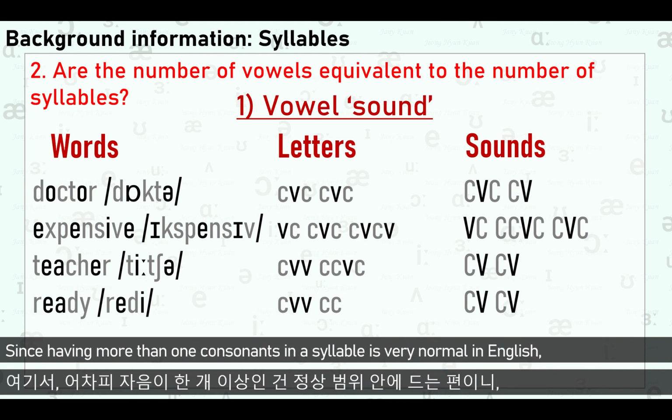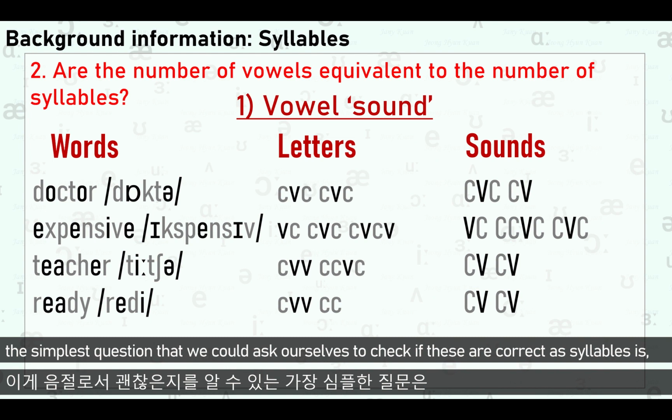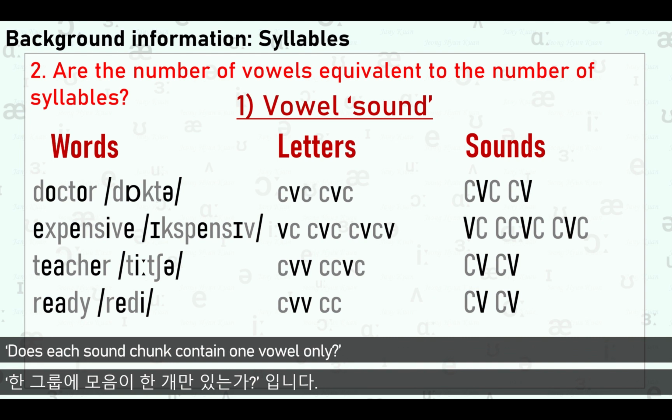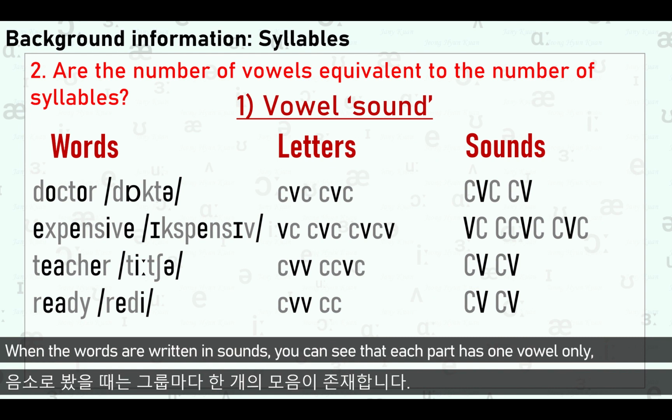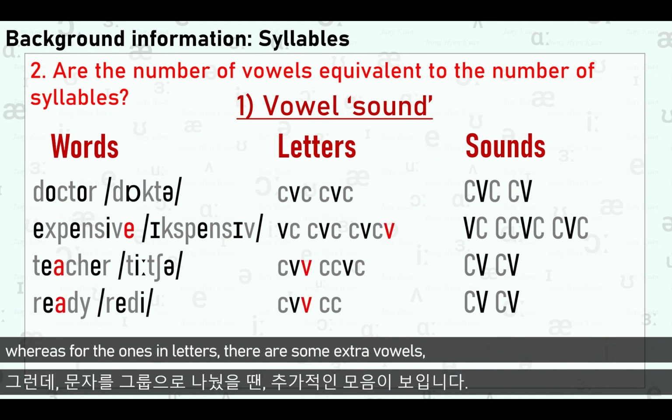Since having more than one consonant in a syllable is very normal in English, the simplest question that we could ask ourselves to check if these are correct as syllables is, does each sound chunk contain one vowel only? When the words are written in sounds, you can see that each part has one vowel only, whereas for the ones in letters, there are some extra vowels.